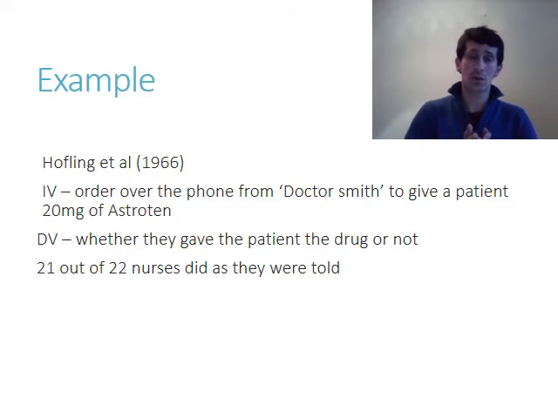He phoned up 22 different nurses and, as Dr. Smith, ordered the nurses to give a drug called Astroten to some patients. The dependent variable was whether they gave the drug to the patients or not. Astroten isn't a harmful drug. It wouldn't have done any damage or had any long-term side effects to the patients. But this was all about whether nurses follow an authority figure.